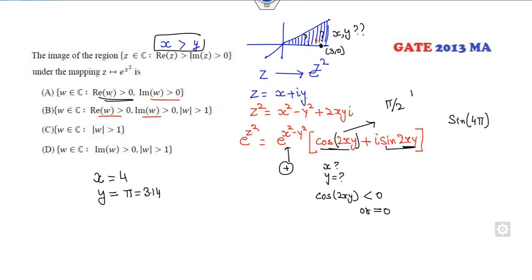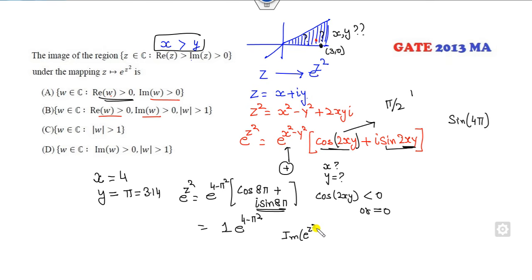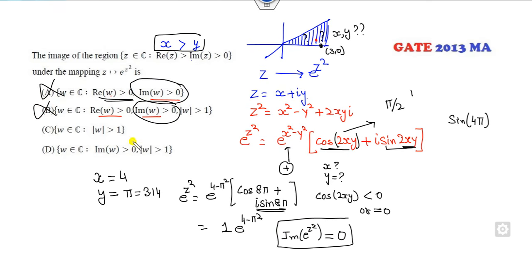I can choose x as 4, y equal to pi. If I substitute here, what will happen? It's 4 minus pi square. It's always a positive number. It's cos of 8 pi plus iota sine of 8 pi. So this number is 0. Cos of 8 pi is plus 1. E of 4 minus pi square. So clearly, what is the imaginary part of this, which is 0. But he said greater than 0, option cancel. He said greater than 0, option cancel. Right option which is left behind, C is my right answer.